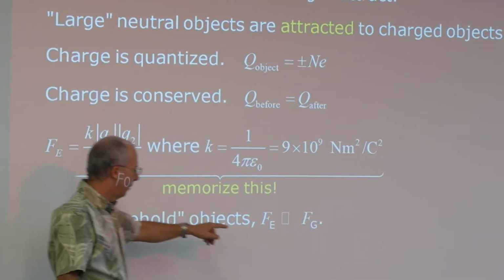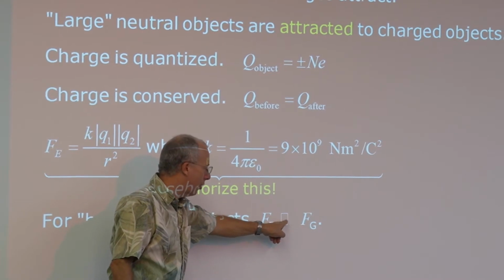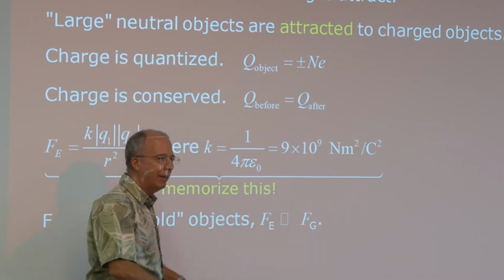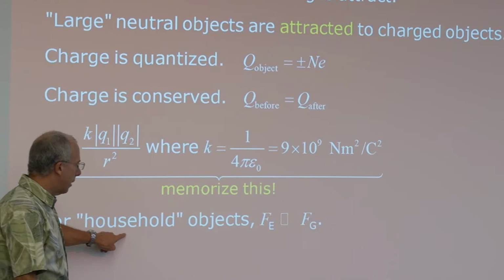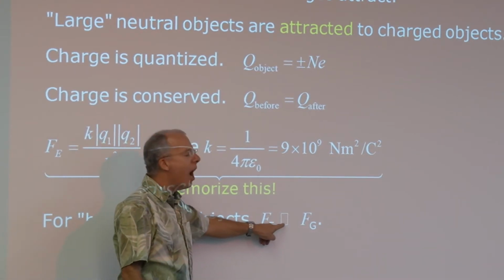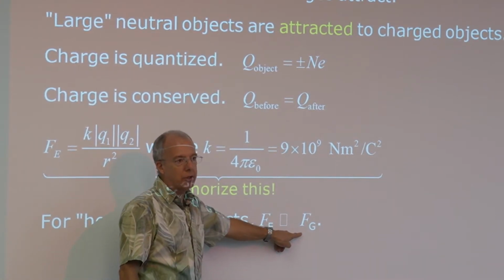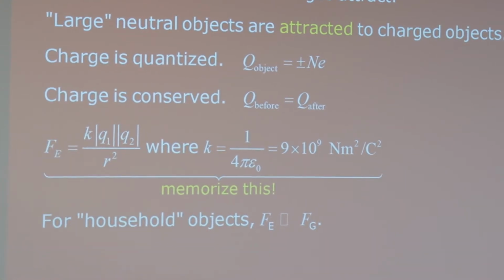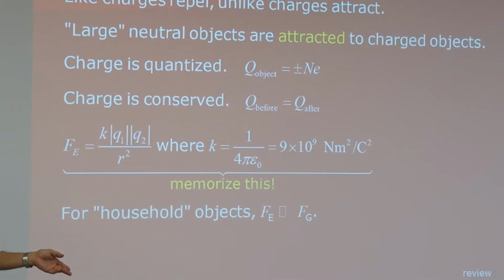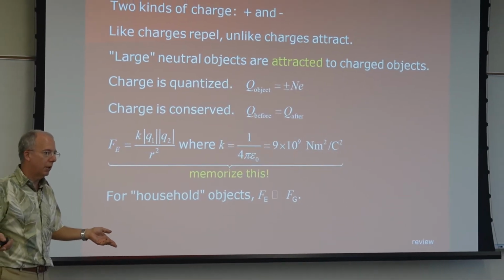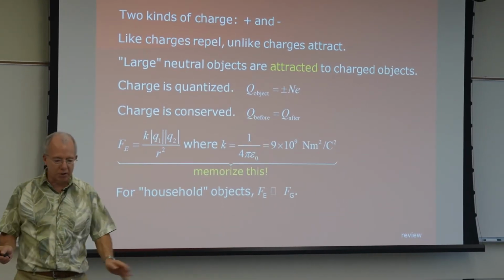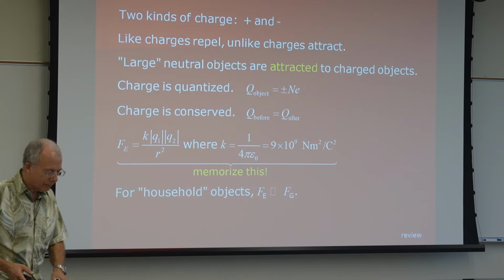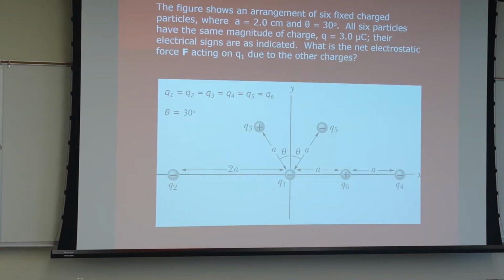And this is supposed to be much, much greater than it. You know how it is, right? So for household objects, the electric force is tons bigger than the gravitational force. So yesterday we talked about the hydrogen atom, where the electrical force was like 10 to the 39 times as great as the gravitational force. So electric force is really, really strong.